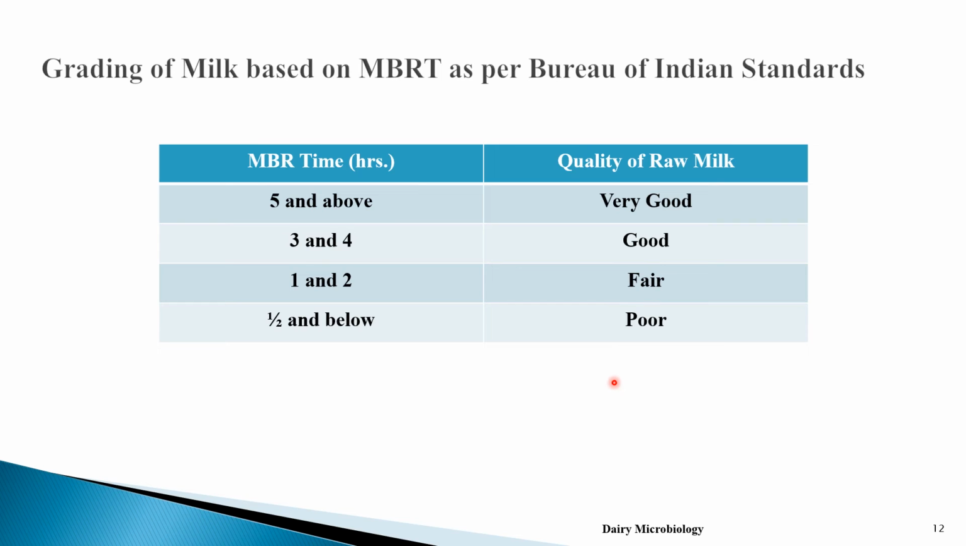And if that milk gets reduced within half an hour, that means if the methylene blue dye which is present gets converted to reduced form within half an hour or less, then that will be poor quality raw milk. So the reduction time will depend upon the number of microorganisms present in the milk sample. If more microorganisms are present, less time will be required for the reduction of the methylene blue, means less time will be required for change in the color of the redox dye.